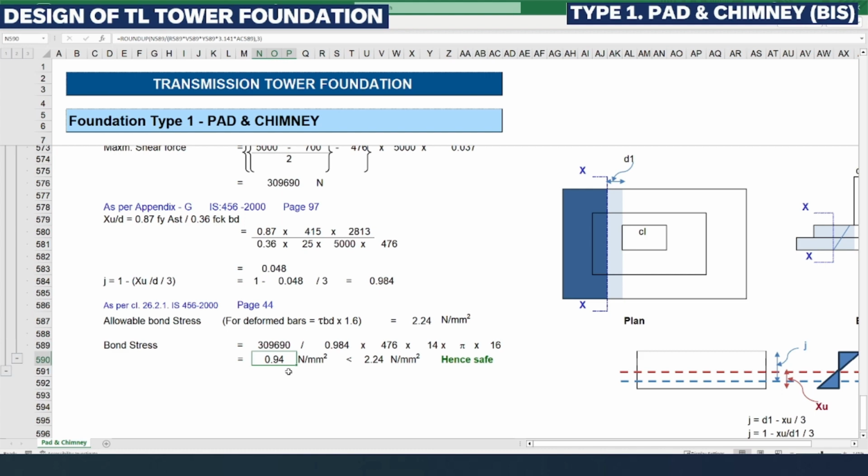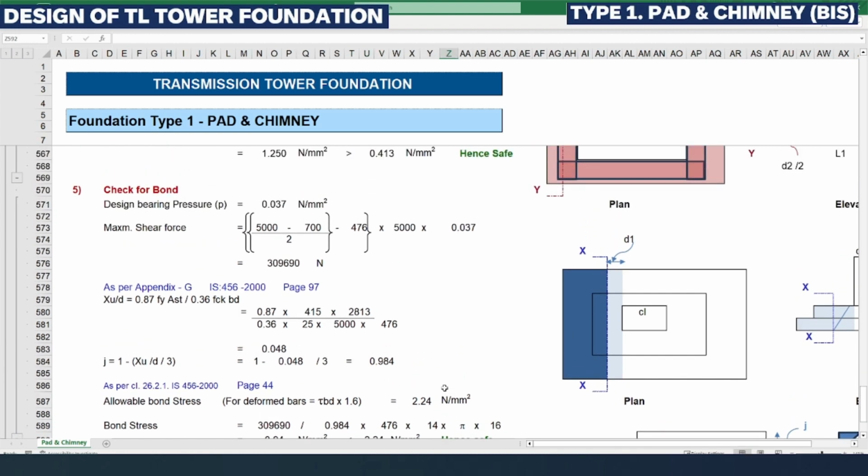This bond stress is less than the allowable bond stress specified in clause 26.2.1 of IS 456, so we can call it safe. With this, the foundation design of type 1 pad and chimney for the transmission line tower foundation is completed.